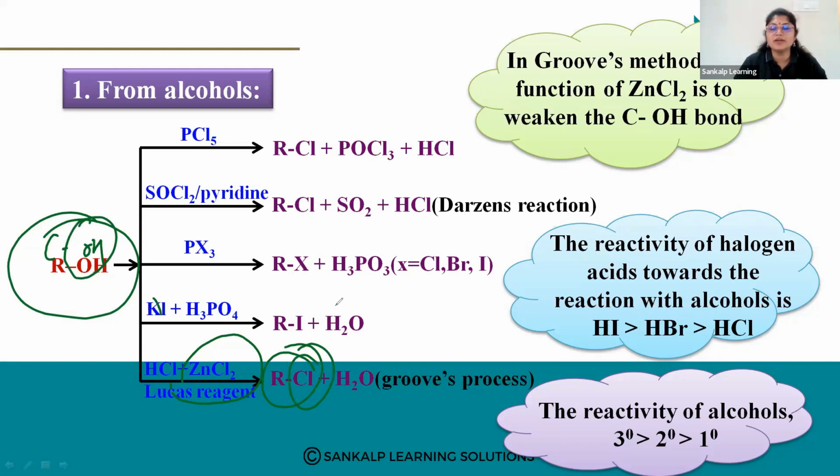So in Grove's method, what is happening? This ZnCl2 which is there is weakening the bond, and the OH is replaced by Cl. Okay, it weakens the bond.